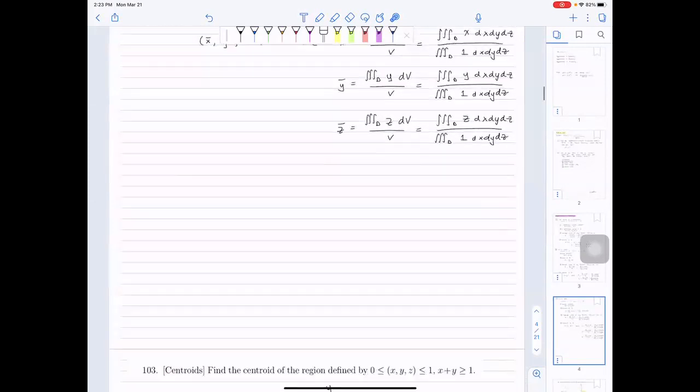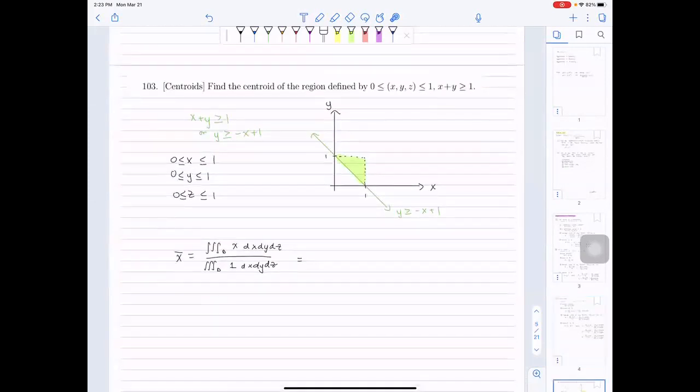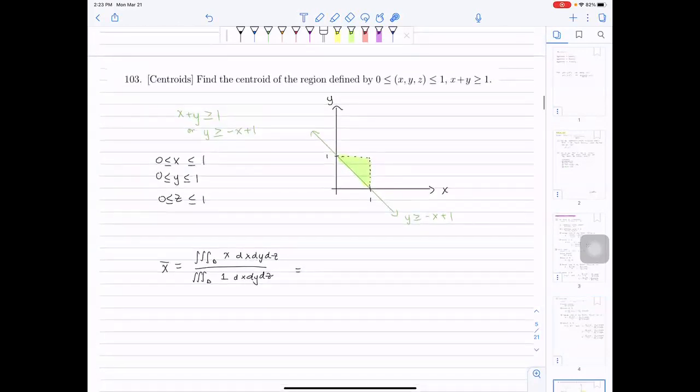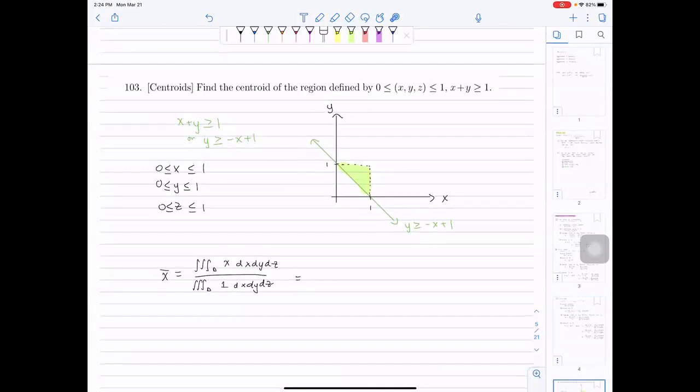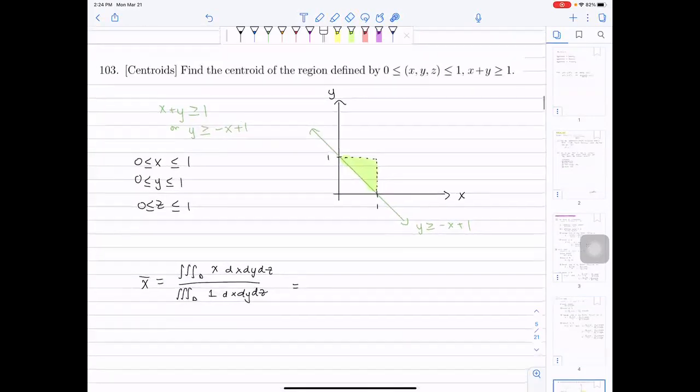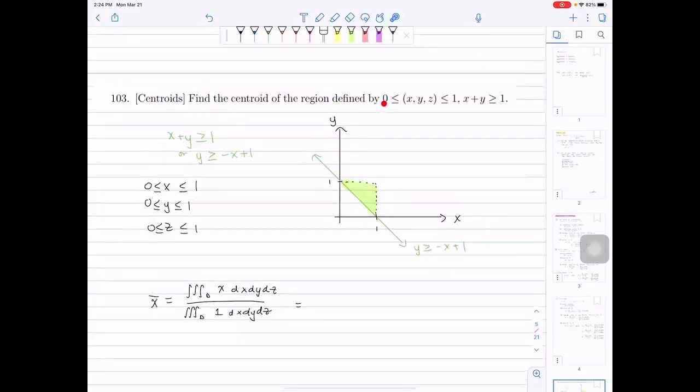Okay, let's do a quick example. I wrote it on the board so that it'll still be there while I'm scrolling. Let's find the centroid of the region defined by x, y, z from 0 to 1, and x plus y is greater than or equal to 1.